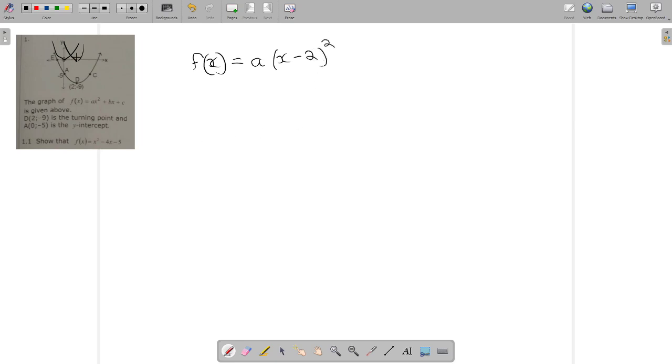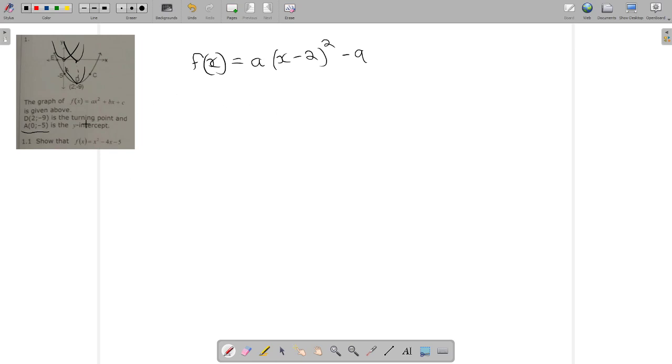And now if we want to take our parabola and move it 9 units down to be here, then we'll just simply put minus 9. Okay, so once you've got this, you've got the skeleton of your problem. All you need to do now is substitute the point that you have not used into your equation.